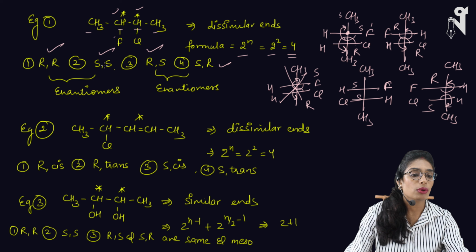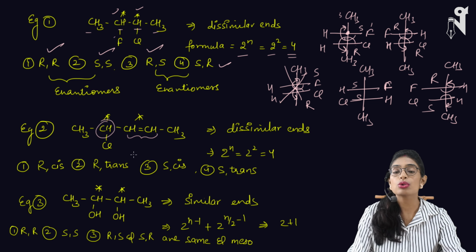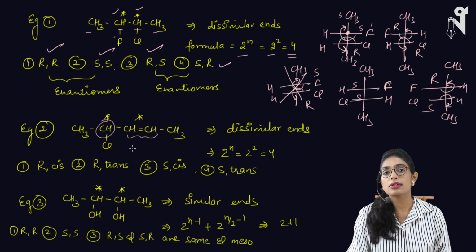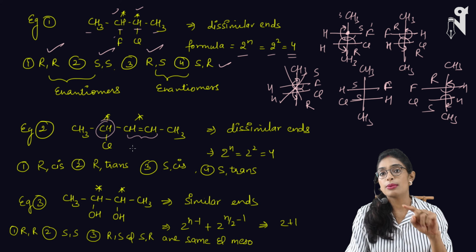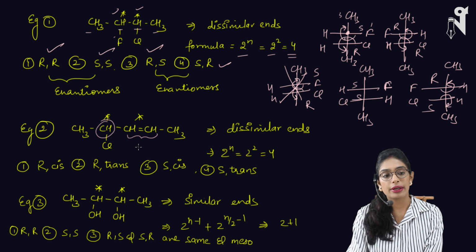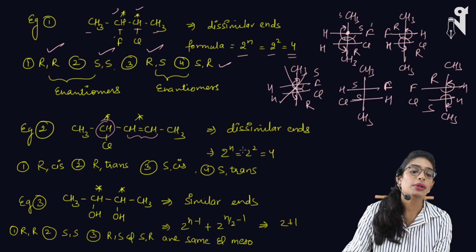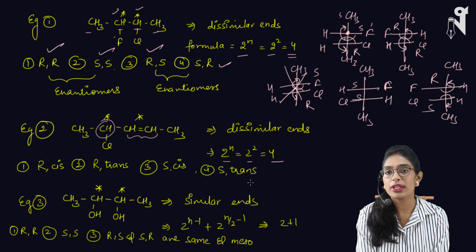Look at the next compound. What is the next compound here? I have CH3, CHCl, CH double bond, CH3. So I have 2 chiral centers here. One is this, and the second is this, which can show GI. I told you N is the number of stereocenters, and stereocenters include the stereocenters of the normal carbon chain, basically sp3 carbons, as well as the carbons which can show GI. So similar N, and the formula is 2 raised to power n. So 2 raised to power 2. So the answer is 4.